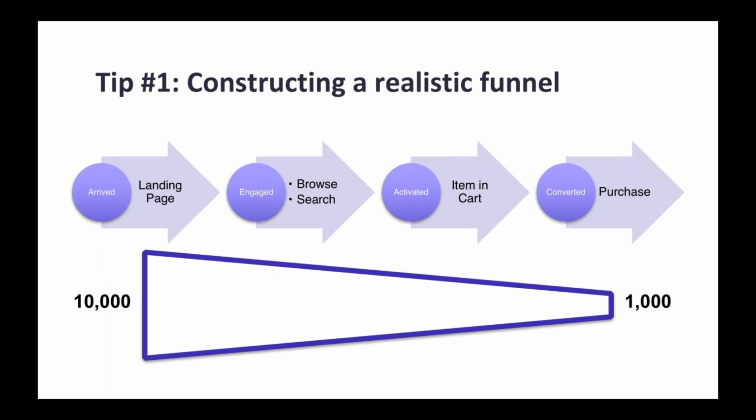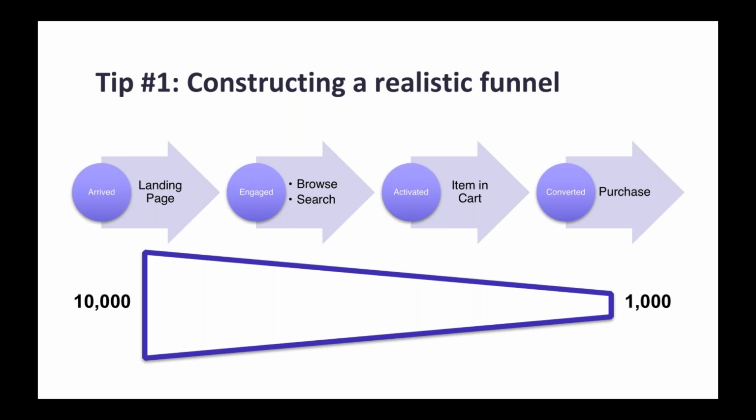First, let's talk about constructing a realistic funnel. Along the top, you can see a path someone might take through a site. They arrive on the landing page, they become engaged, they do some browsing or searching, they become activated, they decide, hey, maybe I want to buy something, they put something in the cart, and along the way they finally get to purchasing.